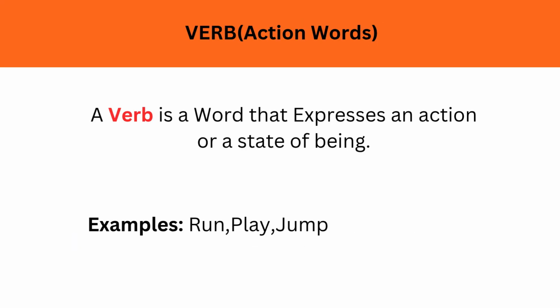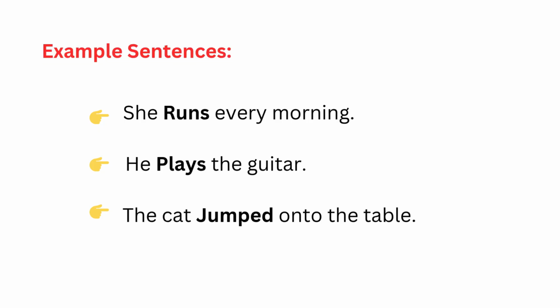Verb. Action words. A verb is a word that expresses an action or a state of being. Examples are run, play, jump. Example sentences: She runs every morning. He plays the guitar. The cat jumped onto the table.